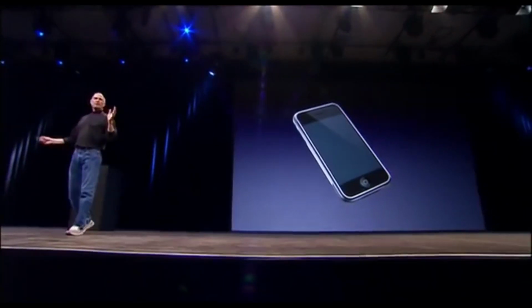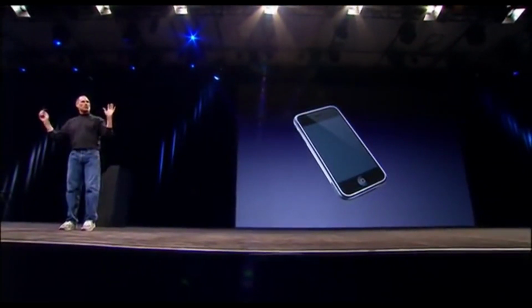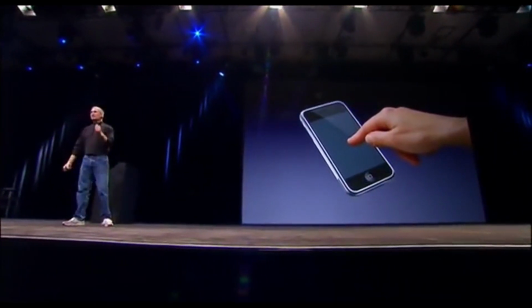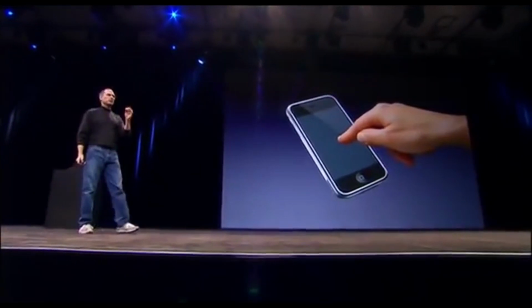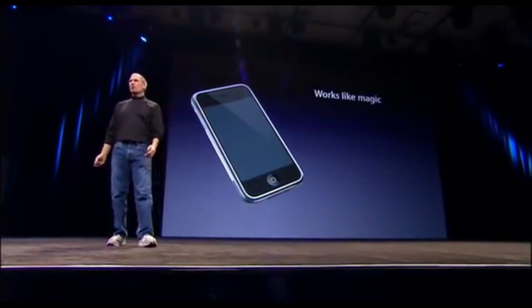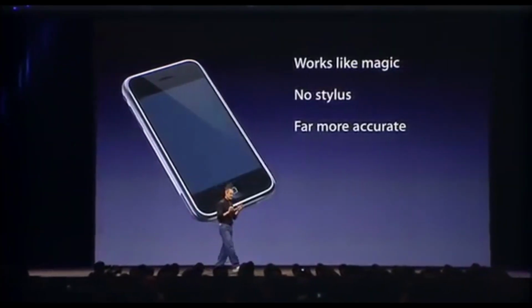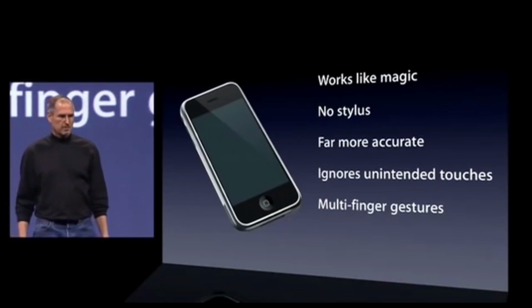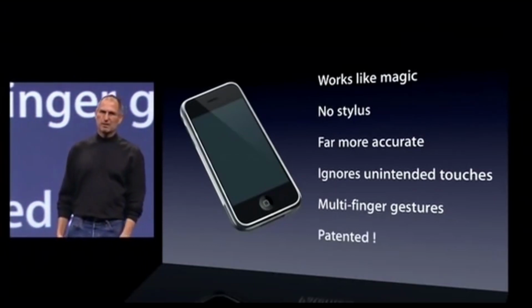We're going to use the best pointing device in the world. We're going to use a pointing device that we're all born with. We're born with 10 of them. We're going to use our fingers. We're going to touch this with our fingers. And we have invented a new technology called multi-touch, which is phenomenal. It works like magic. You don't need a stylus. It's far more accurate than any touch display that's ever been shipped. It ignores unintended touches. It's super smart. You can do multi-finger gestures on it. And boy, have we patented it.